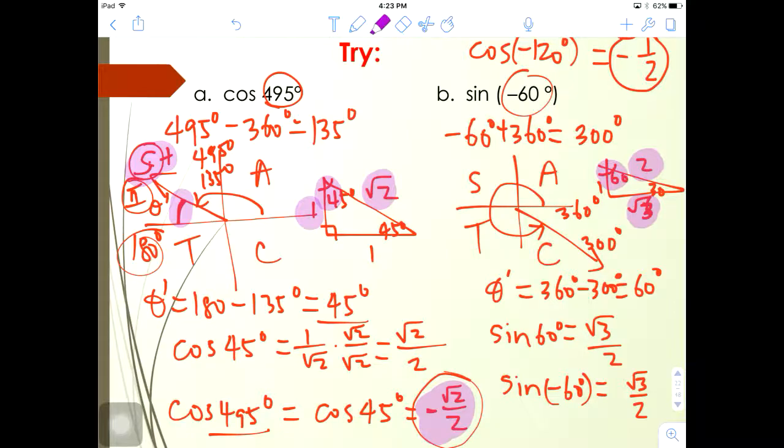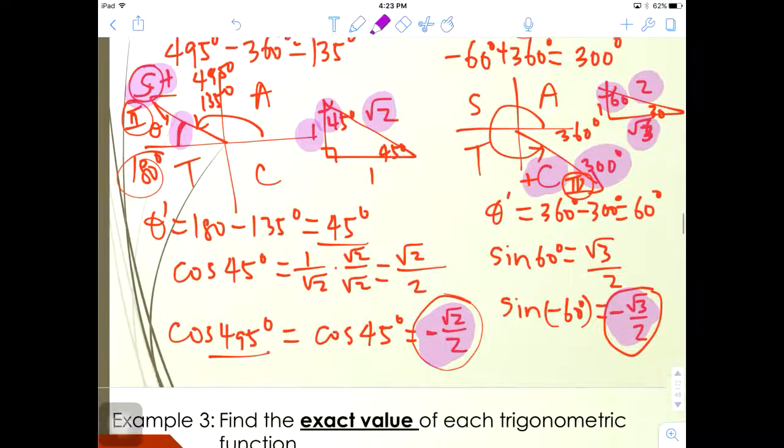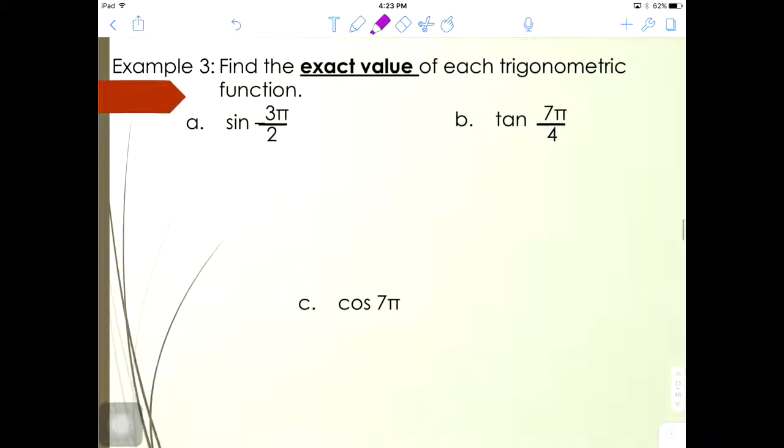And so in quadrant 4, that's where the angle, 300 degrees, is. In quadrant 4, cosine is the only thing that is positive. That means sine and tangent are negative. So sine is negative, and the final answer is negative radical 3 over 2. And that's the end of this problem. So together we've done quite a few of these. Hopefully you're getting more and more comfortable with these.